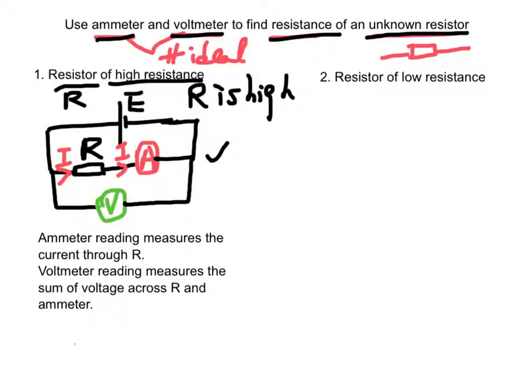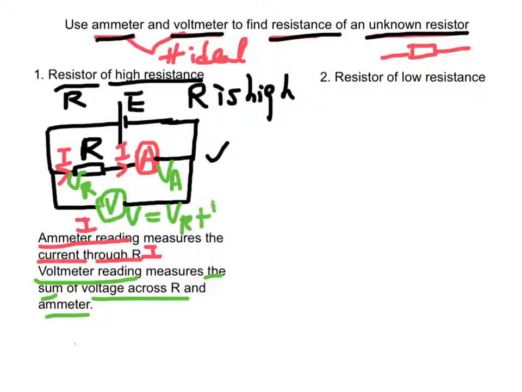The reason is that the ammeter reading I measures the true current passing through the resistor R, which is again equal to I. And the voltmeter reading V measures the sum of the voltage across R, V_R, and the ammeter, V_A. That means V equal to V_R plus V_A. And V_R equal to I R, and V_A equal to I R_A.